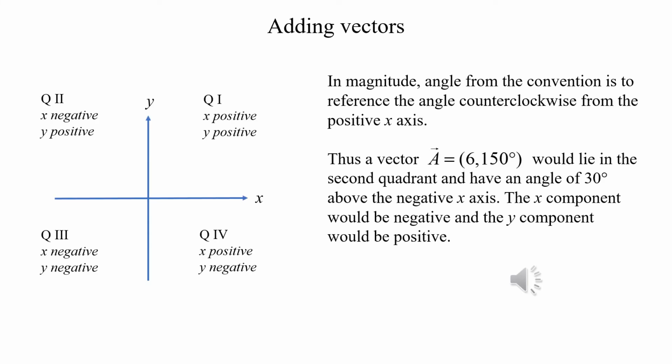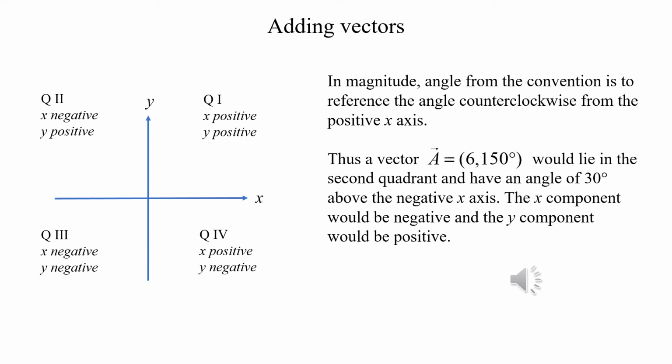So this slide just shows the four quadrants. We have my xy coordinate system here. The upper right quadrant is quadrant 1. The upper left is quadrant 2. The lower left is quadrant 3, and the lower right is quadrant 4.